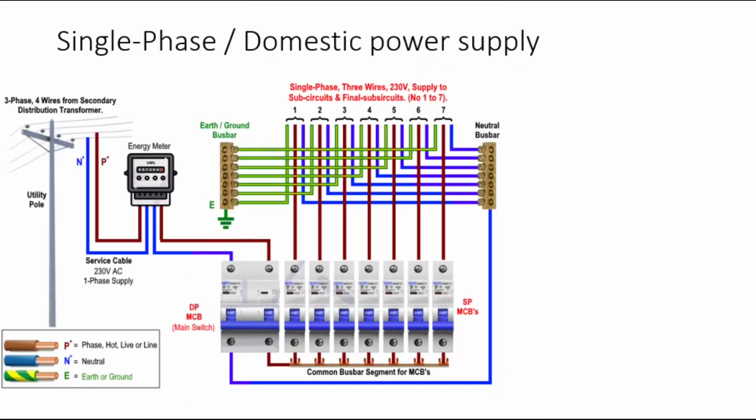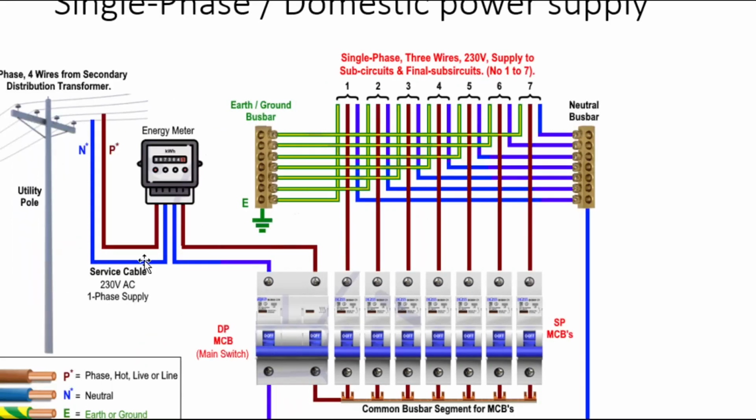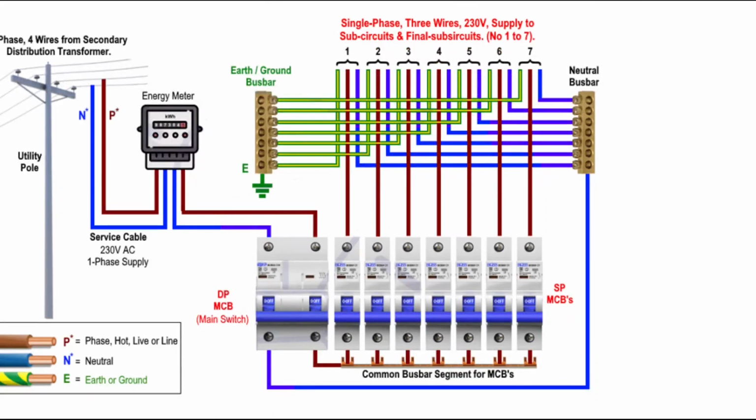So let's move on to single phase or domestic power supply. So this is a different kind of supply whereby the customers are connected straight to single phase. They do not receive three-phase power. So that will look like this. This is a schematic diagram of this kind of connection. So generally what you will notice is, from your utility supplier, they will tap a neutral and a phase, or in other words, this is called a phase or a hot or live or line.